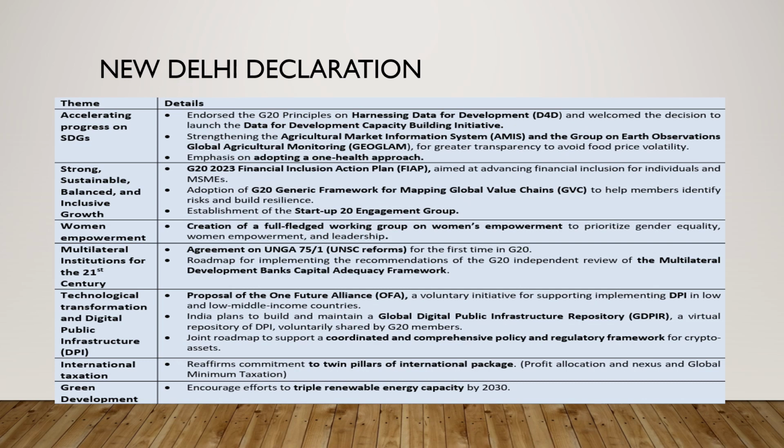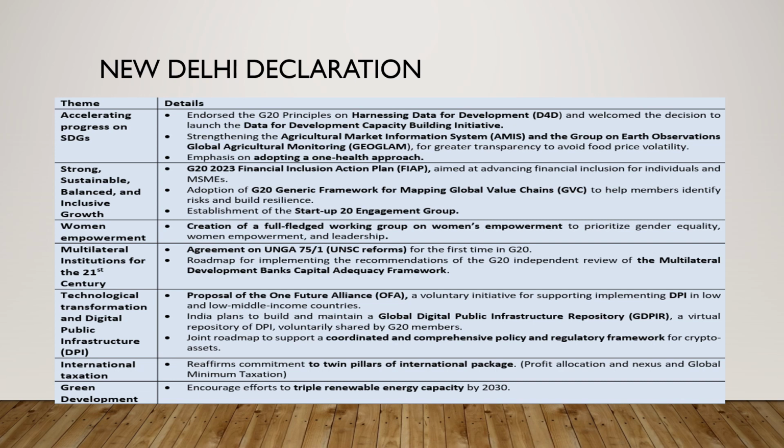Now let's jump to our main topic of today's discussion. These are about the key outcomes of the G20 summit. First, we have to discuss the New Delhi Declaration. In it, we have a few major points to discuss. Let's start from the beginning. The theme is accelerating progress on SDGs, and let's discuss it.